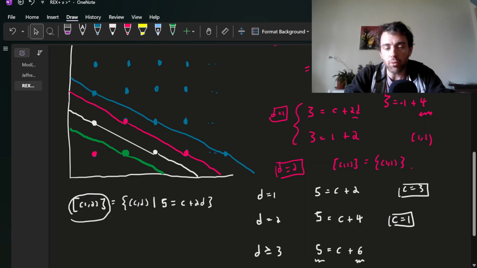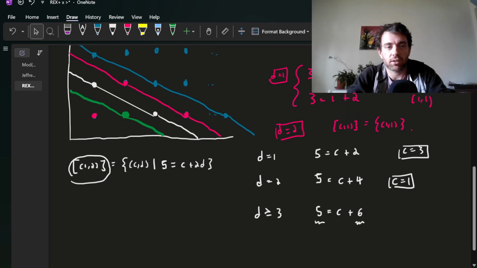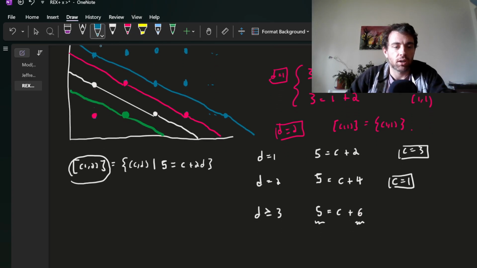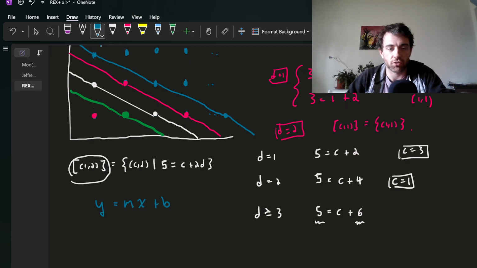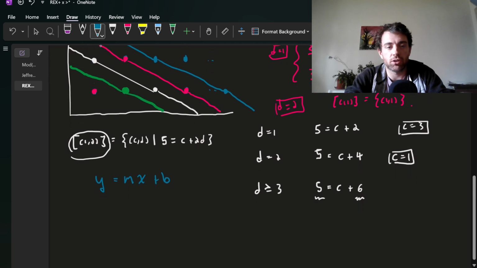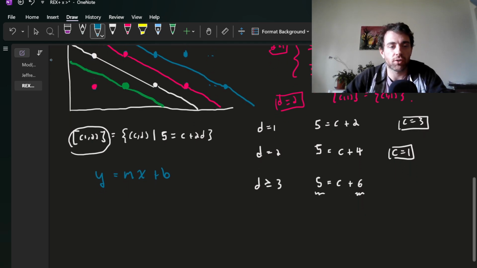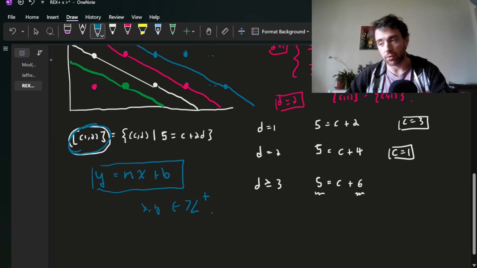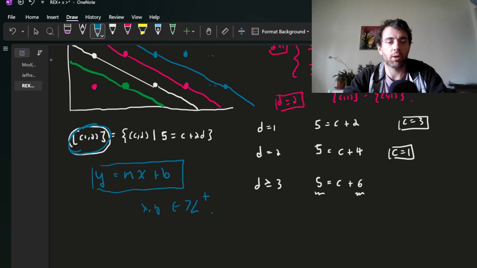So how does this help us? Well, if you think back to high school mathematics, we know that every straight line is of the form y equals mx plus b, right? We have an equation of this line. And so basically, we know that the equivalence class of some point is just going to be the set of points on the line where x and y are both integers, positive integers in particular. So this will help us solve the problem.